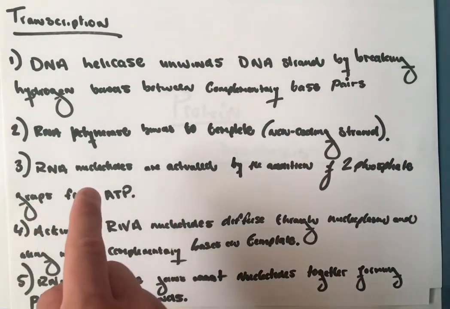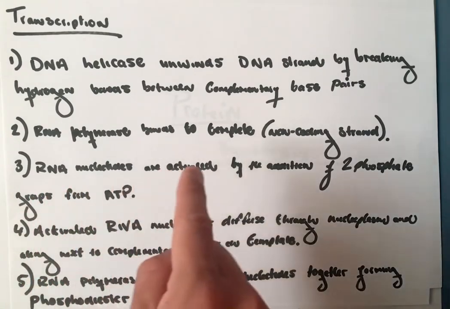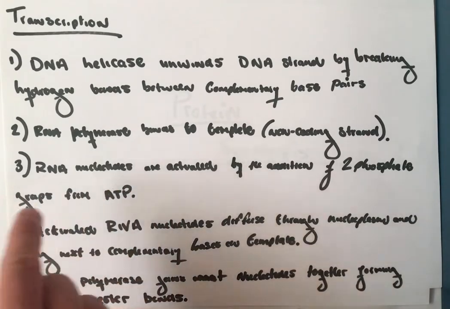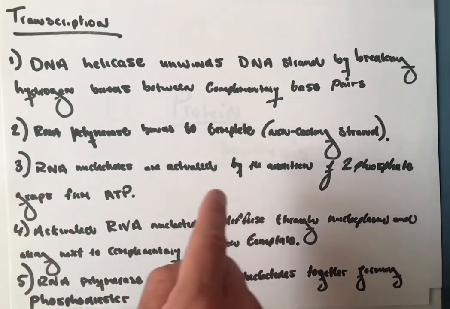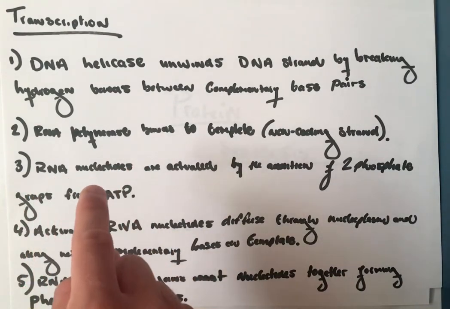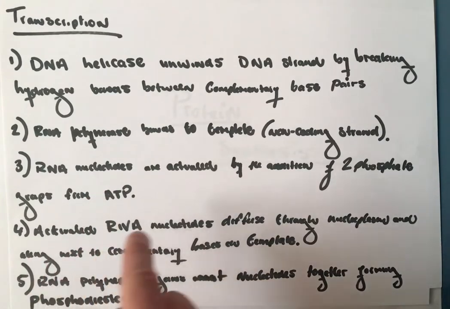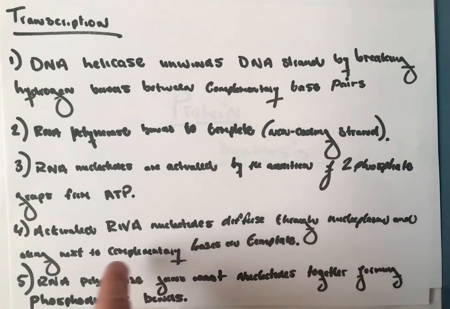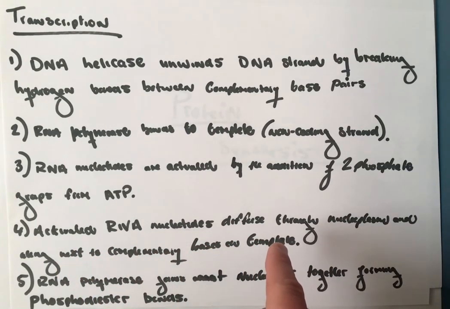The RNA nucleotides in the nucleoplasm are activated by the addition of 2 phosphate groups from ATP. So again, very similar to the process of DNA synthesis, but it's RNA nucleotides instead of DNA nucleotides. So these activated RNA nucleotides diffuse through the nucleoplasm in a line next to the complementary base pairs on the template strand. So what happens is the RNA polymerase then joins these adjacent nucleotides together by forming covalent bonds known as phosphodiester bonds.